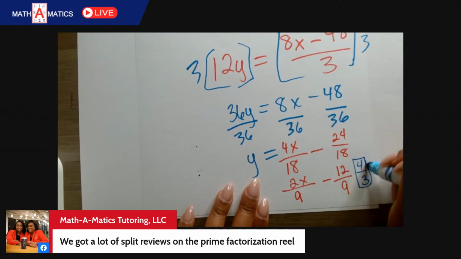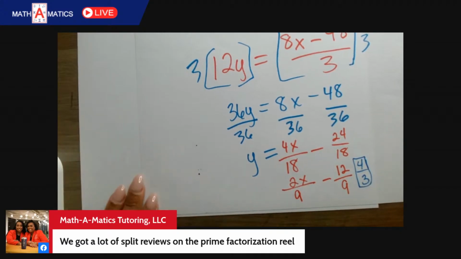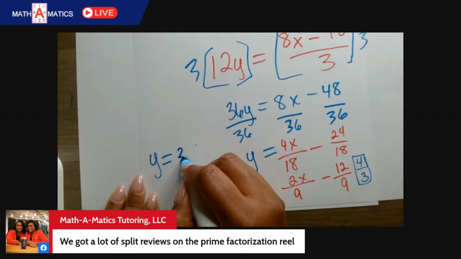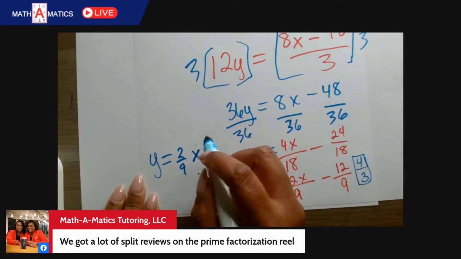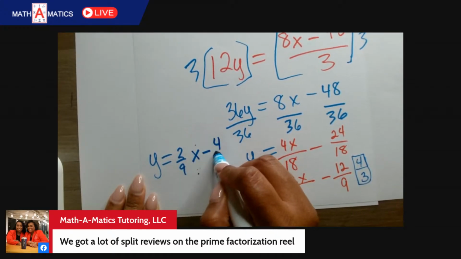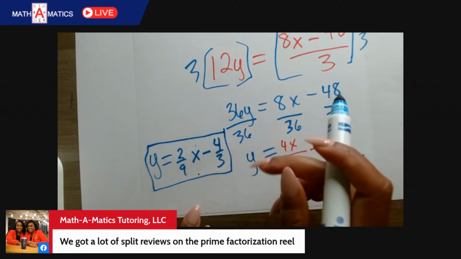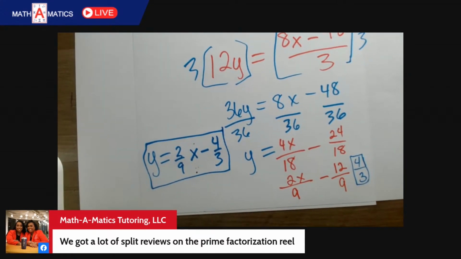4/3. And that is improper, but for tonight, we're just going to leave our fractions the way they are. So y would equal 2/9 x minus 4/3 as your y-intercept. And so that would roughly actually be like 1.3 for your y-intercept if you graph that.